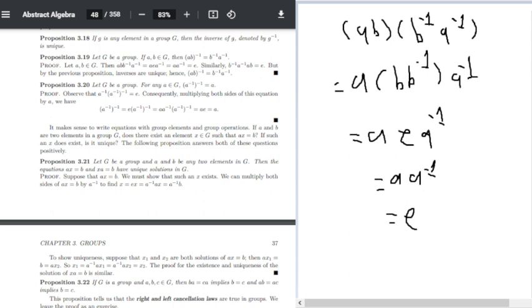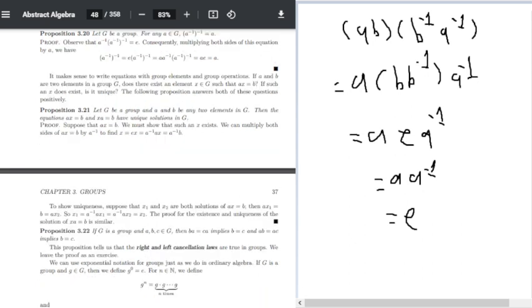It makes sense to write equations with group elements and group operations. If A and B are two elements in a group G, does there exist an element X in G such that AX is equal to B? If such an X does exist, is it unique? The following proposition answers both of these questions positively.